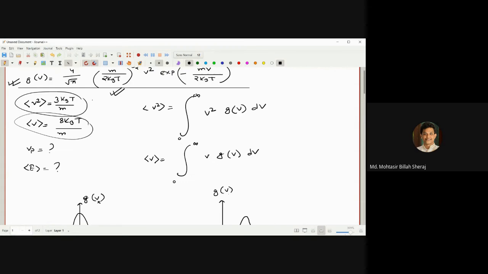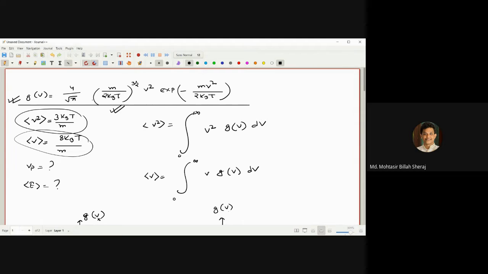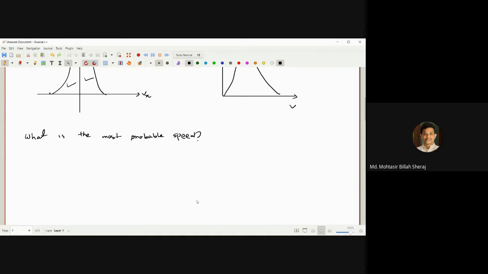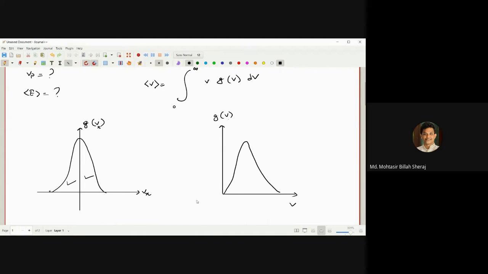Now we want to calculate one more quantity from here, that is, what is the most probable speed? What do we mean by most probable speed? We have a graph here. The corresponding speed value of the peak height is basically the most probable speed.